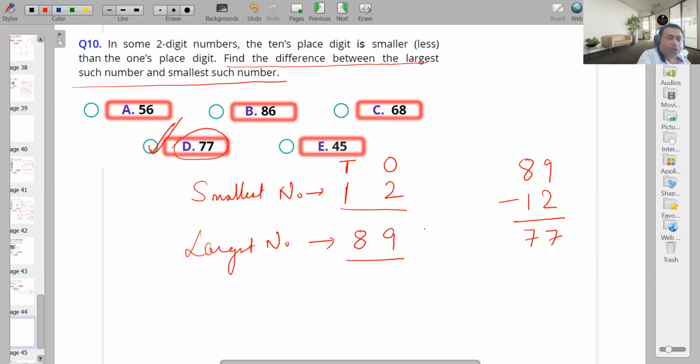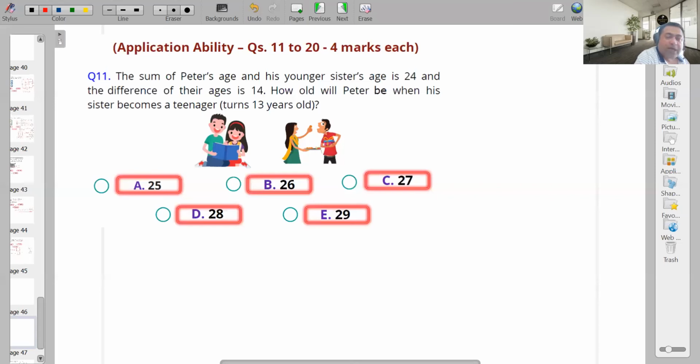All right. So let's move on to the next question. We start with the application ability, that is question 11 to question 20, which are 4 marks each. So question 11, the sum of Peter's age and his younger sister's age is 24 and the difference of their ages is 14. How old will Peter be when his sister becomes a teenager, turns 13 years old?